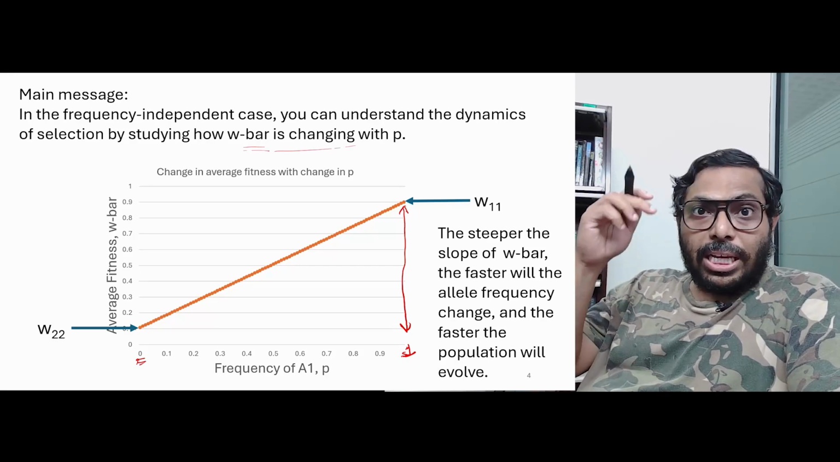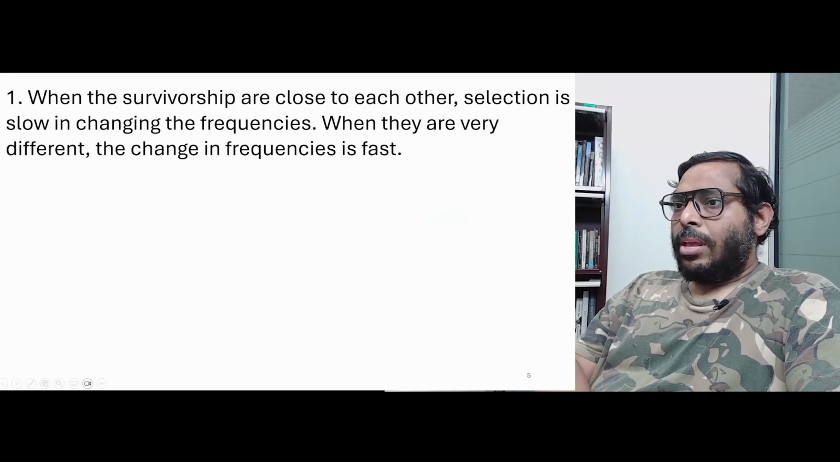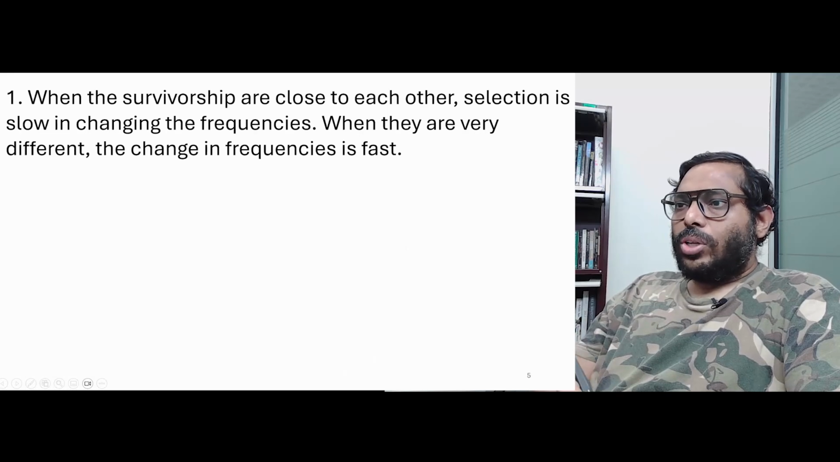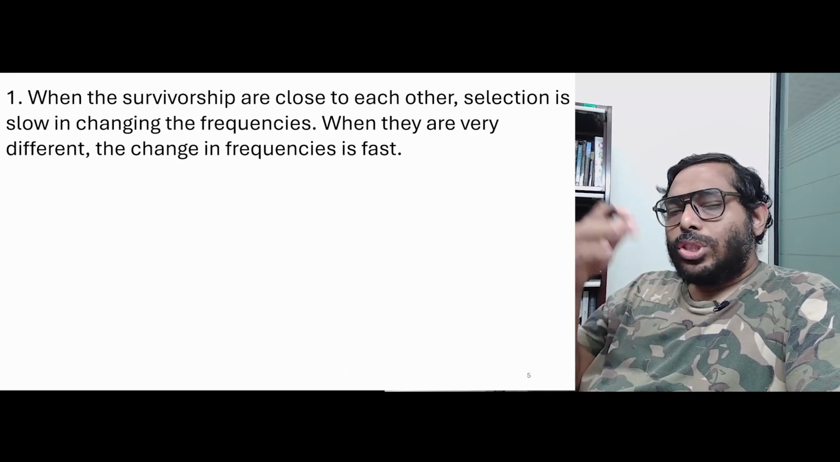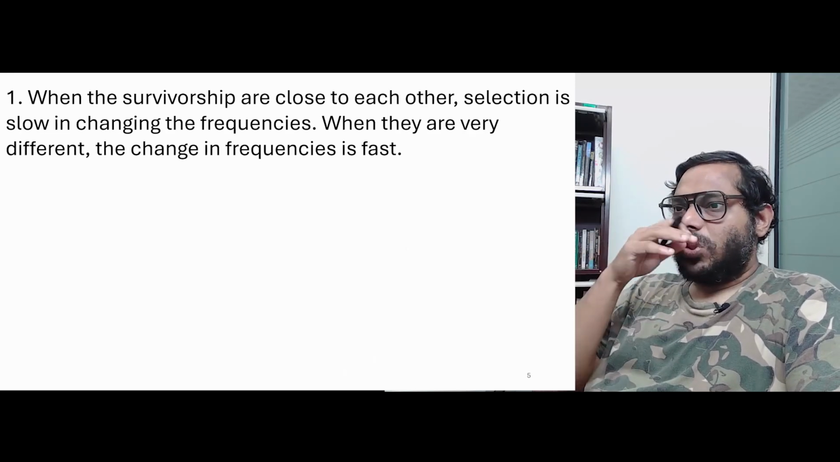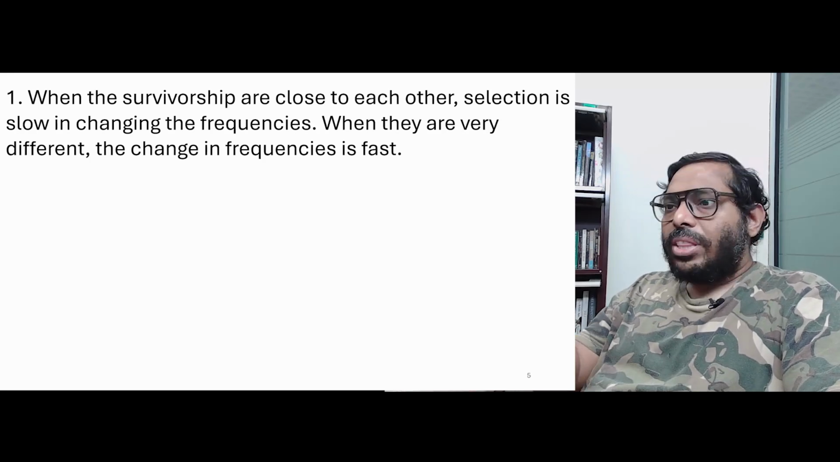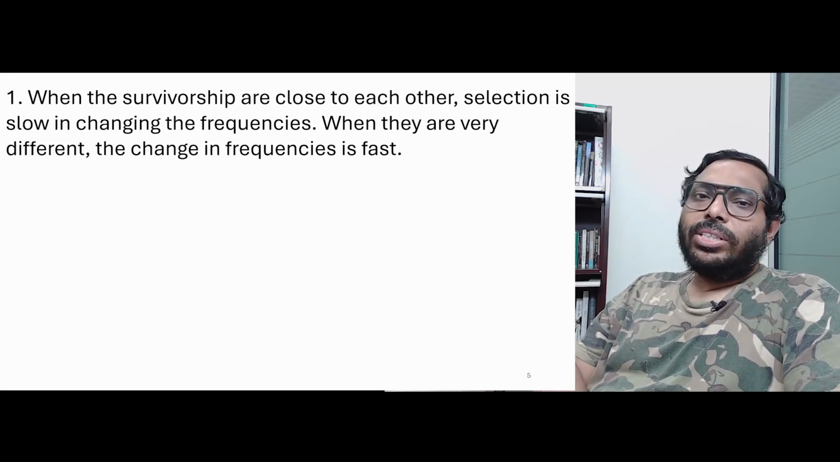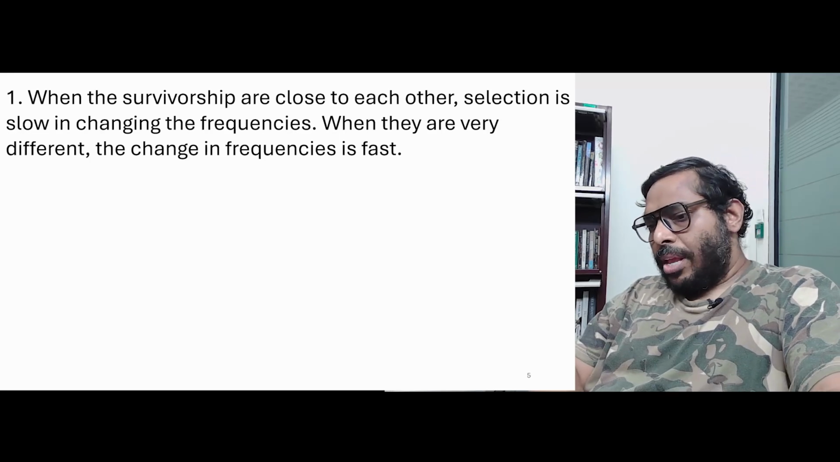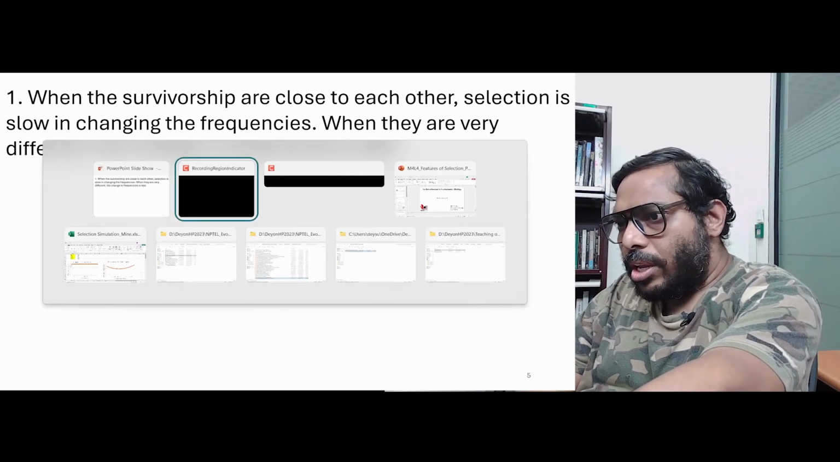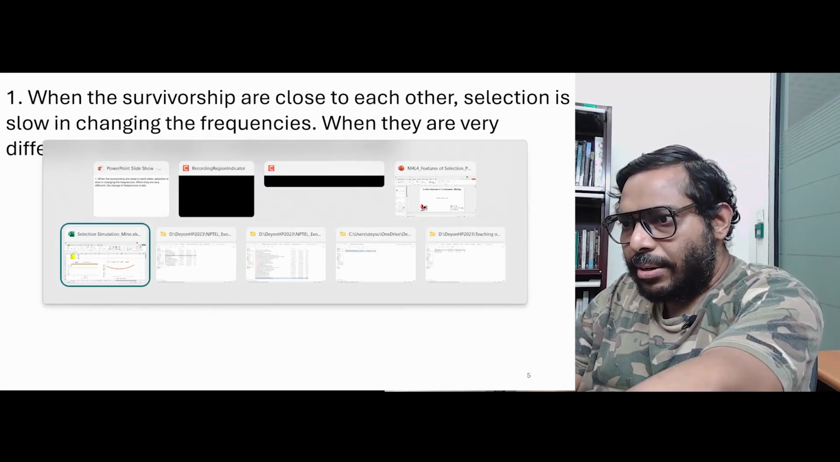So, this was the lecture before the previous one. The first point that we saw was when the survivorships, the genotypic fitnesses, are close to each other, selection is slow in changing the frequencies. When they are very different, the change in frequencies is fast. Now, to explain that, we will quickly go to Excel.